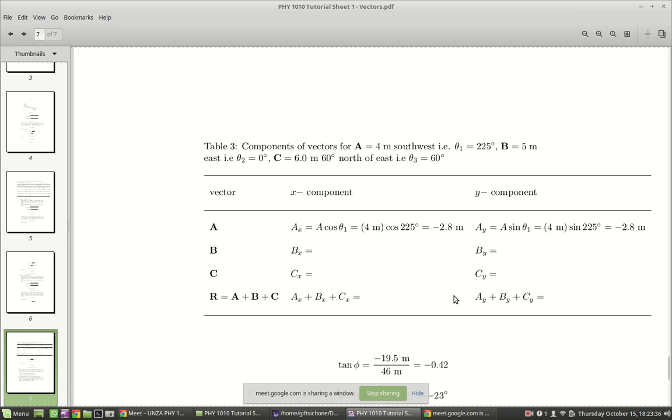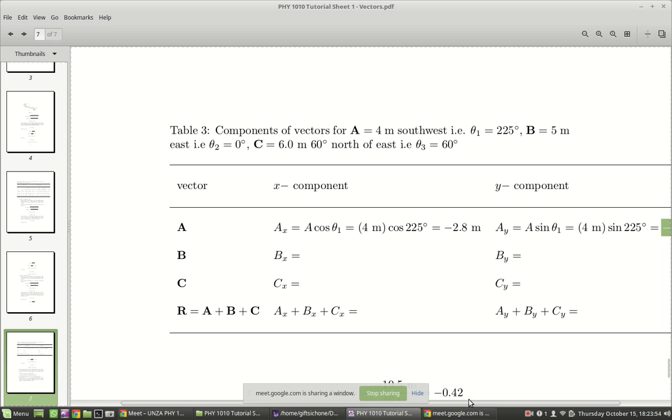So you see something here with a vector in the third quadrant. AX is negative, and AY is also negative. That's what happens in this quadrant.